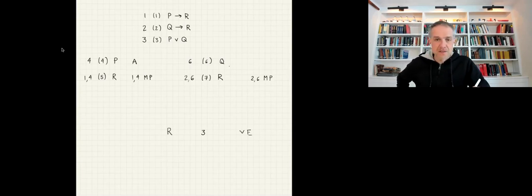Okay, so now pause for a second. Notice it might seem strange. We have R in 2 places now. R occurs on line 5, R occurs on line 7. They're playing very different roles there. The R on line 5 is something we derived from the assumption of P. The R on line 7 is something we derived from the assumption of Q.